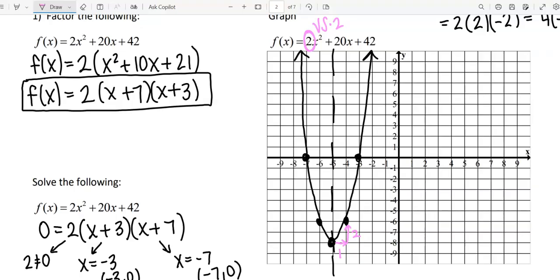The negative 4? Oh, we just picked it because we wanted a point somewhere in here, and our vertex is at x equals negative 5. Our x-intercept is at x equals negative 3, so the point in the middle would just be negative 4. So I knew that would give us something in the middle to guide us as to where to go. Other questions?